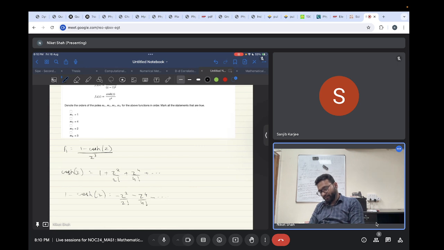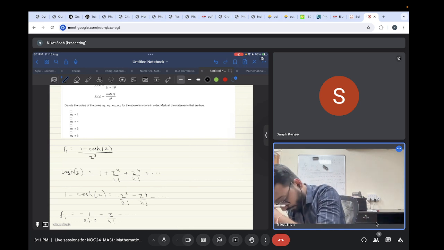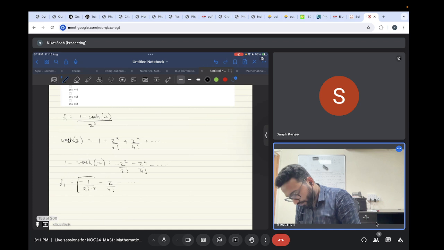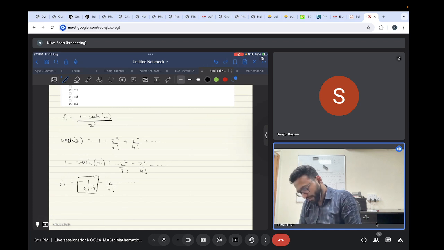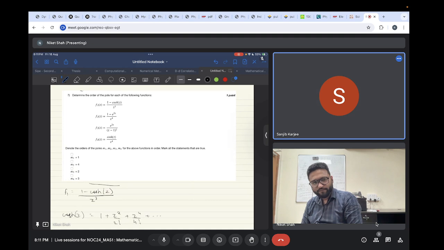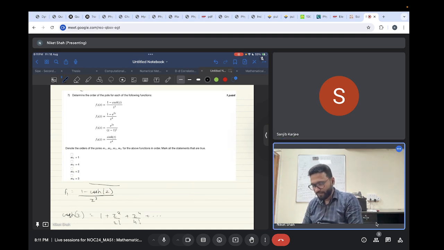So F1 becomes minus 1 by 2 factorial into z minus z by 4 factorial minus etc. So what is the order of the pole? We can clearly see that the order of the pole is just 1. So if you think about this, directly by seeing this, yeah, tell me.